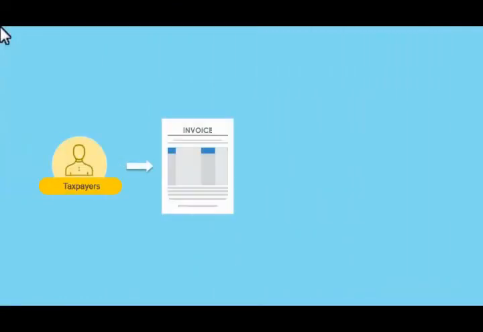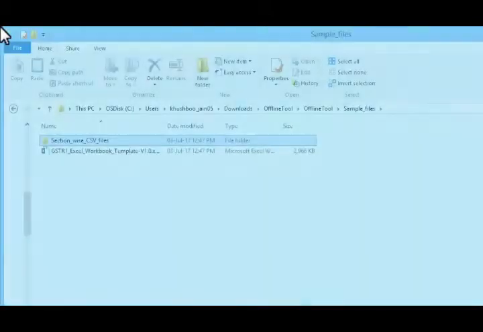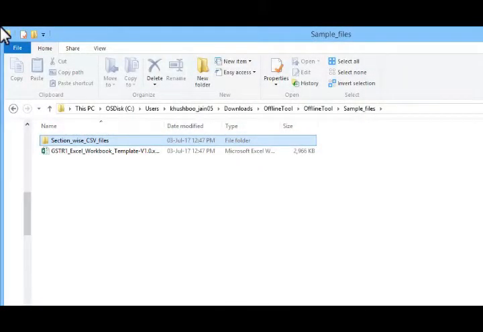Taxpayers can feed invoice data in the returns offline utility either by typing the details directly into the tool or by entering them into the GST-provided Excel or CSV templates and then importing those templates in the tool. This video will show you the steps of using this Excel template followed by importing line items in the offline utility and then uploading it to the GST portal.